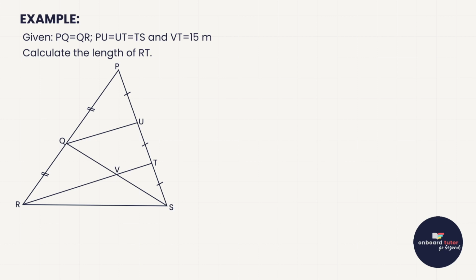Okay, so given, now they've told us all of these equal things. Okay, PQ is equal to QR, and PU is equal to UT and TS. Okay, so lots happening there. Then they say VT over there is equal to 15 meters. So that information is not on the sketch. Let's get it in there, that section. Okay, calculate the length of RT. So the unknown here is this whole side here, RT. Let's color code that. RT. There we go. Okay, that's what we want.